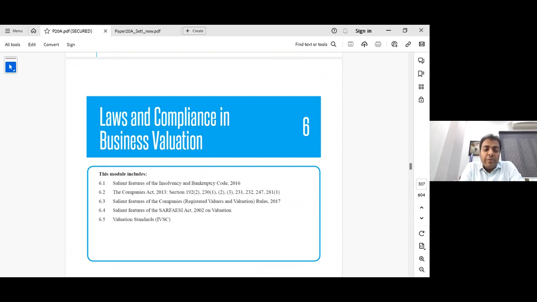So what is the application of valuation under IBC? Then what are the relevant sections of the Companies Act which require valuation to be done, right? What are the features of the company's registered valuer and valuation rules? So you should be aware that there are separate rules for valuation. Then there's SURFACE and there are valuation standards as well. So you should be aware that whatever valuation the valuers normally do, they are normally guided under different types of valuation standards. One of which is the International Valuation Standards, which is issued by the International Valuation Standards Council. And this valuation standard tends to get updated almost every year or every 2 years, right?